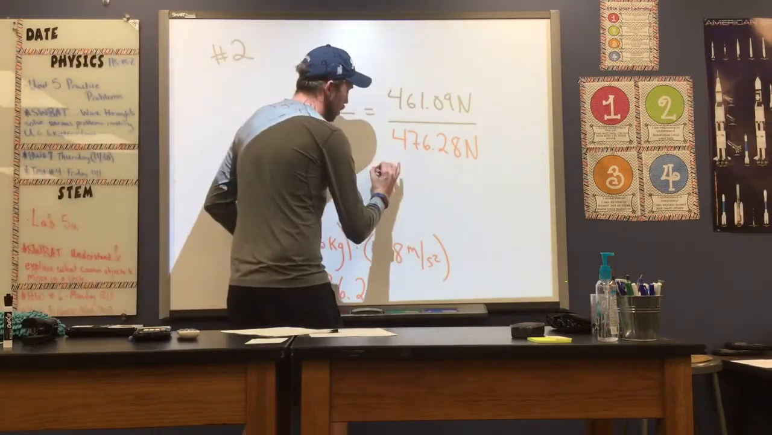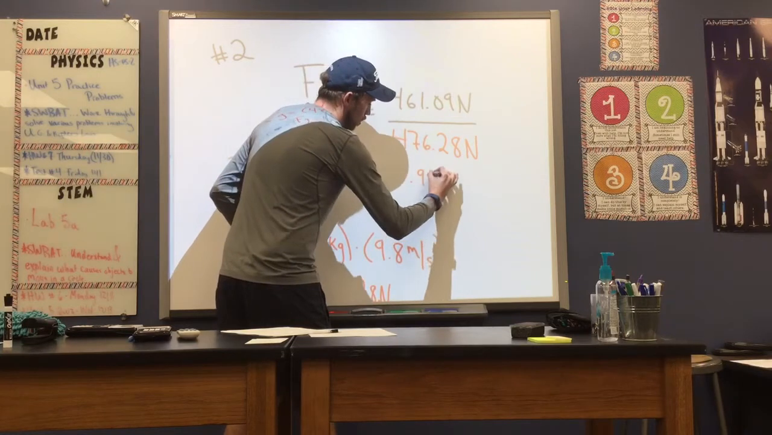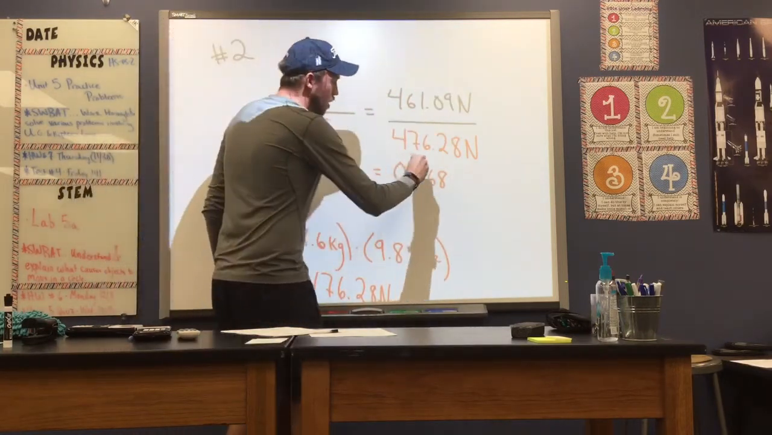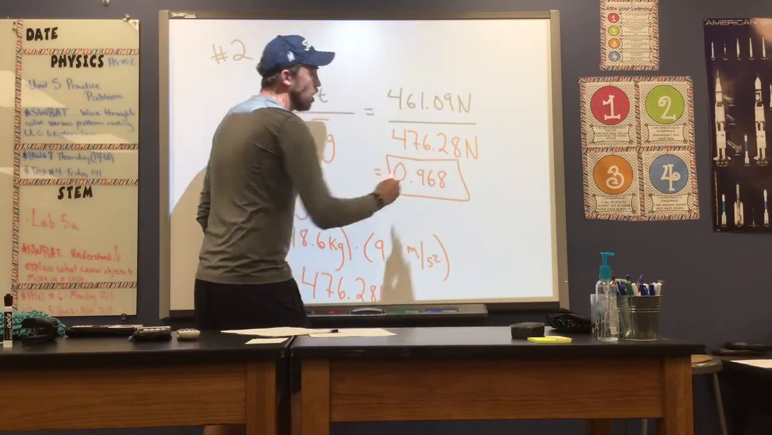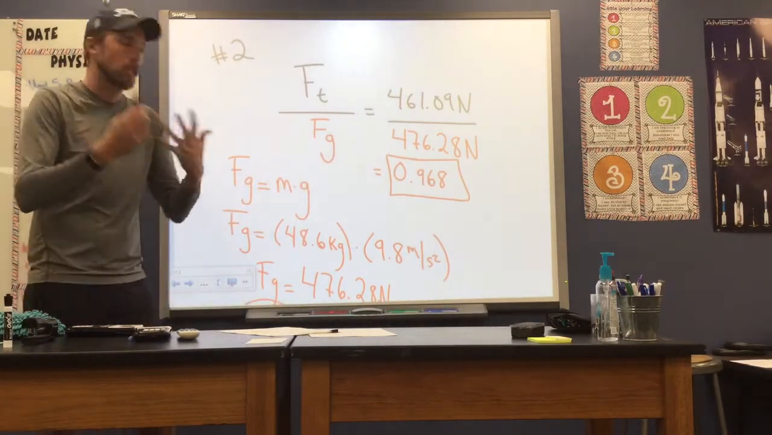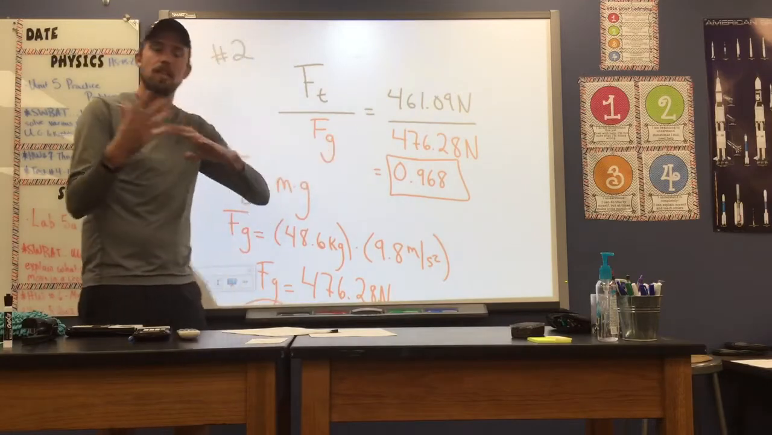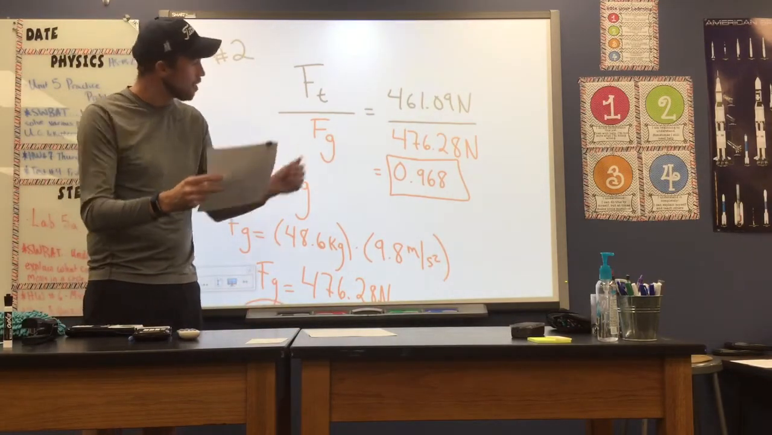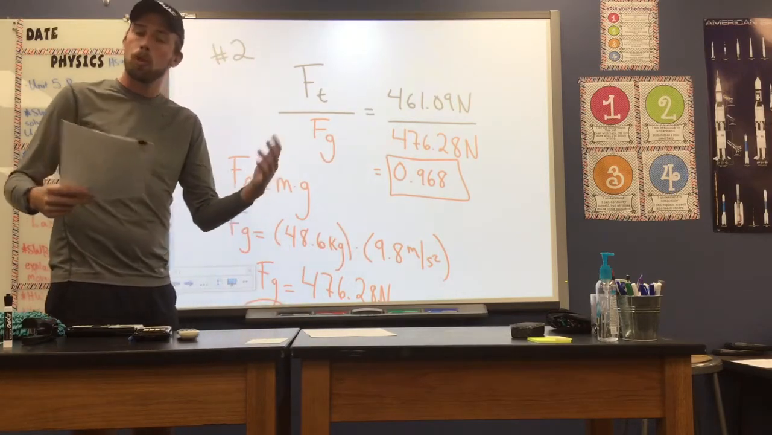So our ratio here is 0.968. Since we had units of newtons on top and bottom, this value is actually going to be unitless. It's just a ratio, a way of expressing those values in comparison to one another. So if I check our answer key, 0.968, that's what we found, we're good to go.